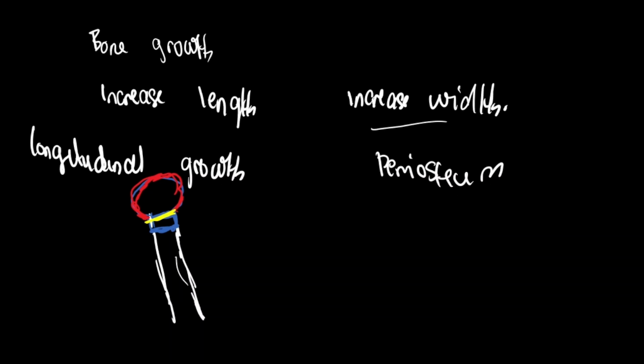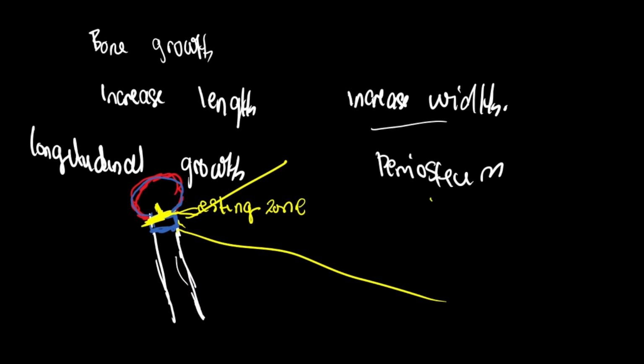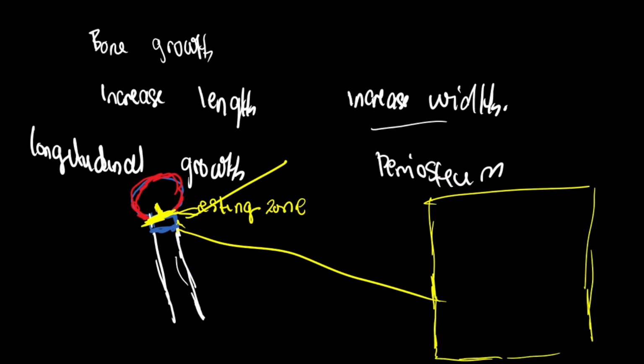The region of the epiphyseal cartilage that is closer to the epiphysis, this region highlighted in yellow, is known as the resting zone. This is because this region of the epiphyseal cartilage does not take part in the longitudinal growth. So it's not part of the growing zone, so to say. Let's enlarge this epiphyseal cartilage so we can take a clearer look at what it looks like. So this is the epiphyseal cartilage enlarged.